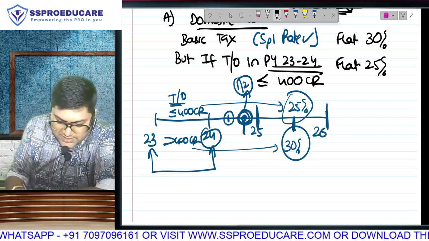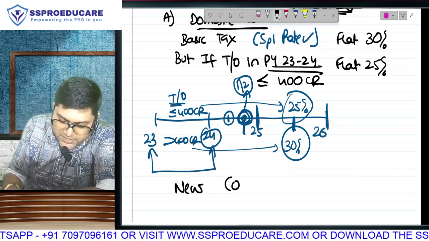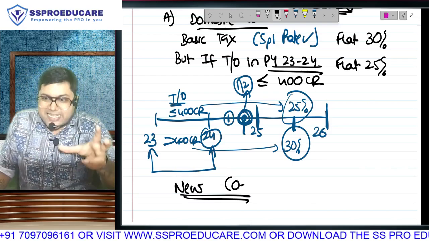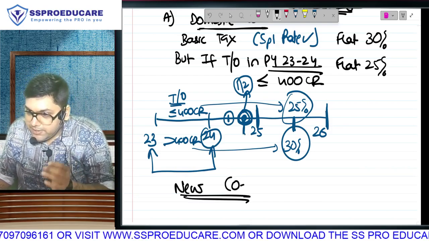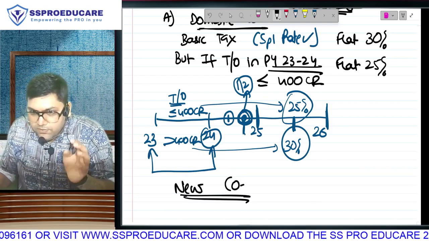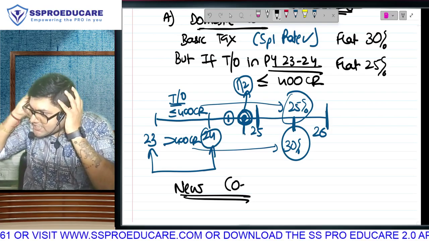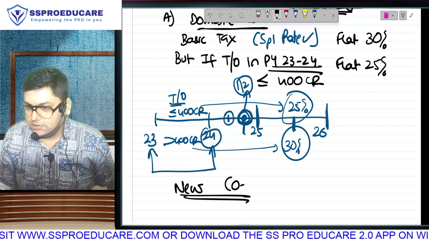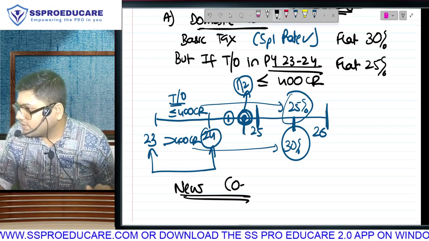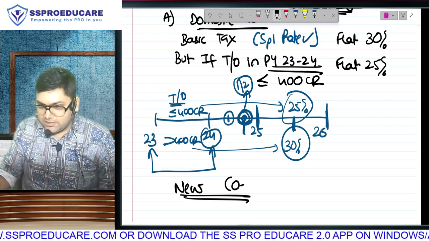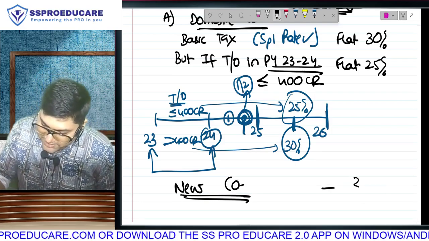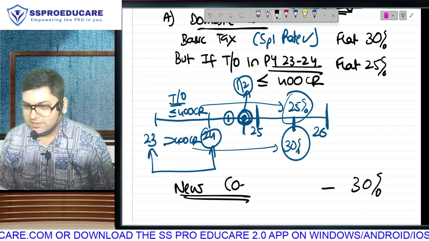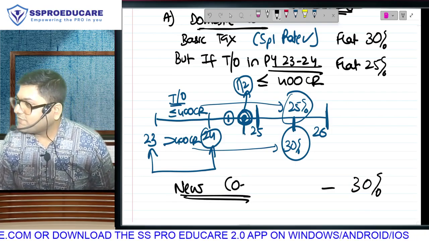One last thing. Supposing my company is a newly incorporated company, means my company did not exist 2 years ago. Possible hai? So my common sense says that if my company was not there 2 years ago, so turnover is 0 and 0 is less than 400. So it should be 25, but that's not correct. New companies' first 2 years will pay 30. Third year onwards we will check the first year pattern.